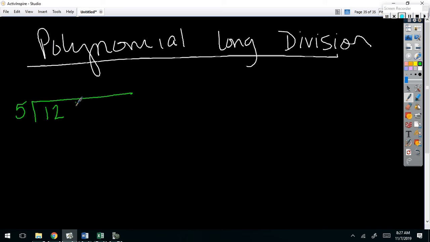So what I'm going to do is set up 123, a regular old long division problem over here. And then to the side, I'm going to work a polynomial long division so you can see how the steps are the same as we go. Now, polynomials can be written different ways as you divide.